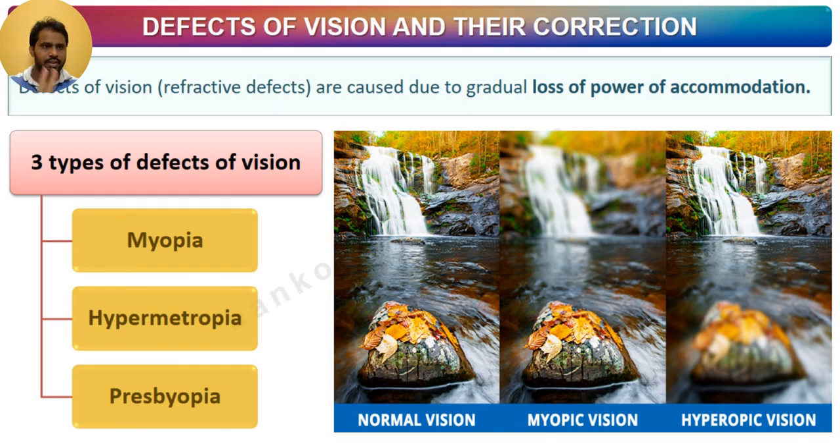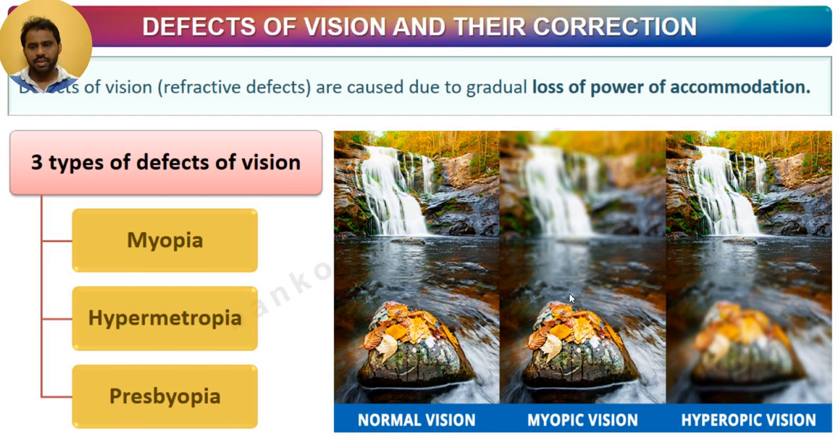There are basically three types of defects in vision. Number one is myopia, important. Number two is hypermetropia. Number three is presbyopia. This is the normal vision of a human eye. Very easily you can see the near object, and very easily you can see the far object.